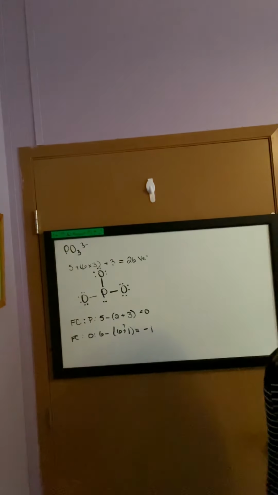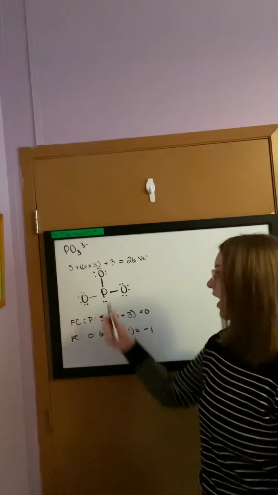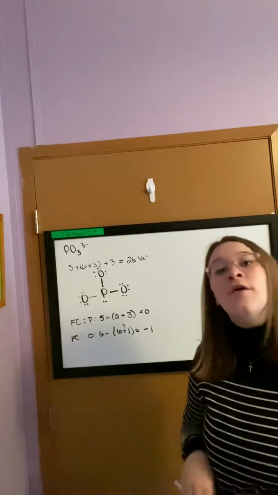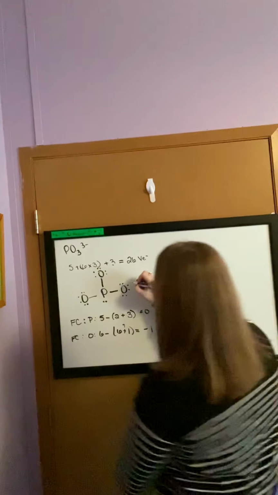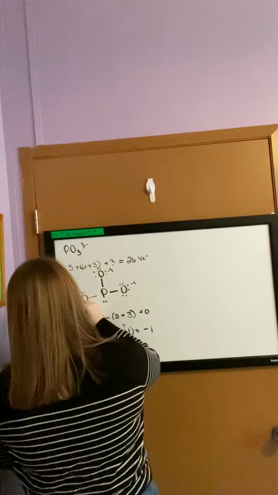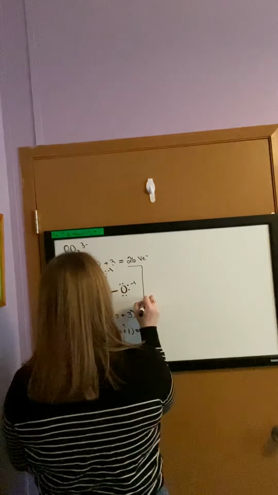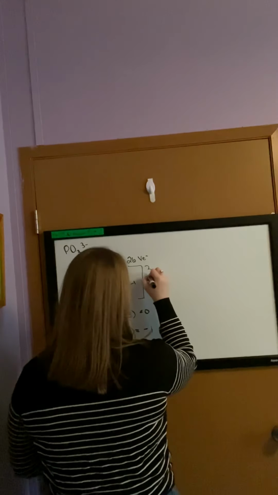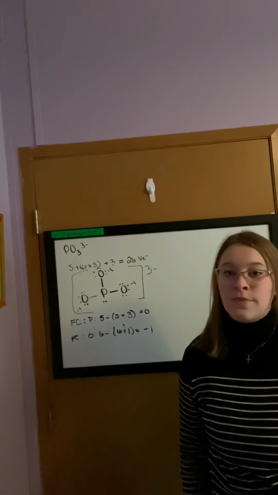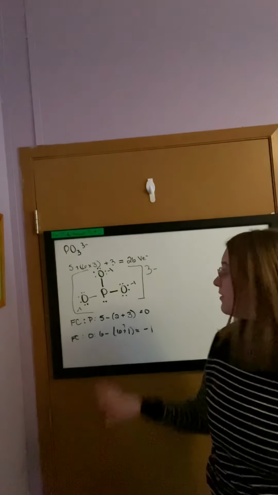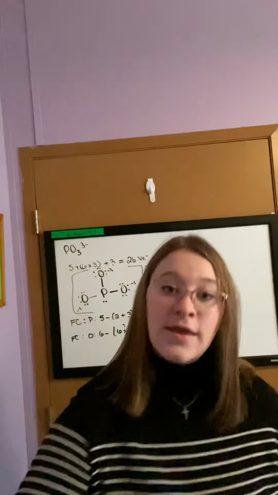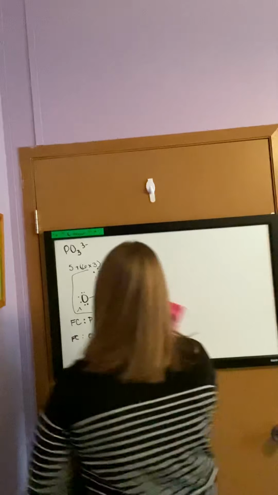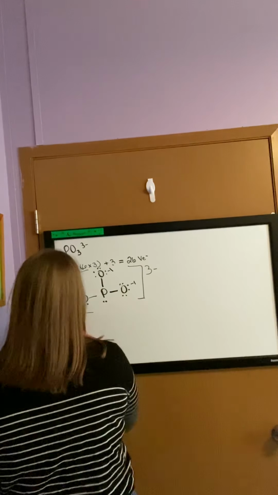Now you might say, hey, it's only a -1 charge. How did they get the -3 charge for the whole molecule? Well, there are 3 oxygen atoms on this molecule. So this one's -1, this one's -1, and this one's -1, making the whole molecule -3 charge. This is really important to put these 2 brackets and your charge to let everybody know that this is a charged molecule.